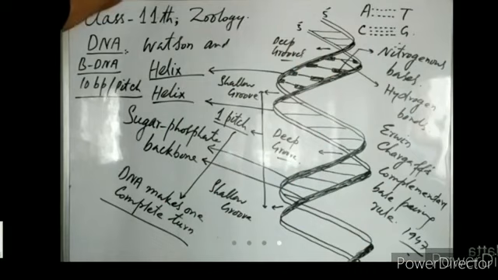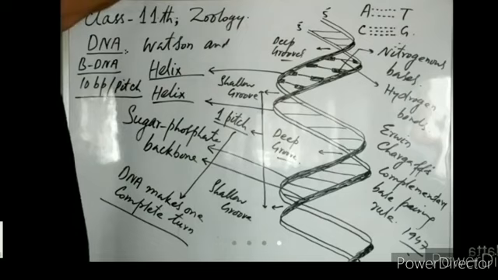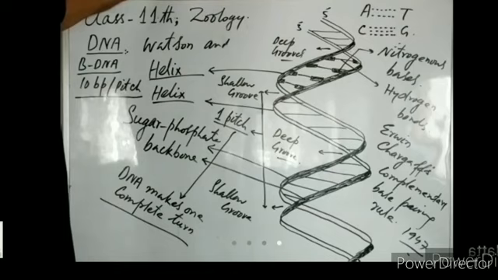So according to the complementary base pairing rule of Erwin Chargaff, purines always pair with pyrimidines in DNA, right? Adenine is a purine base; it will always pair with a pyrimidine base, thymine. And cytosine is a pyrimidine base; it will always pair with a purine base, guanine, right? So this pairing between purines and pyrimidines is known as the complementary base pairing rule, and it was proposed by Erwin Chargaff in 1947. According to this rule, the number of purines will always be equal to the number of pyrimidines, or the ratio between purines and pyrimidines will always be equal to 1.